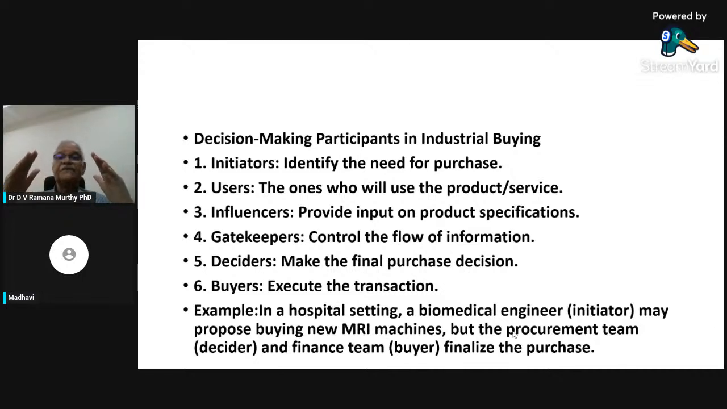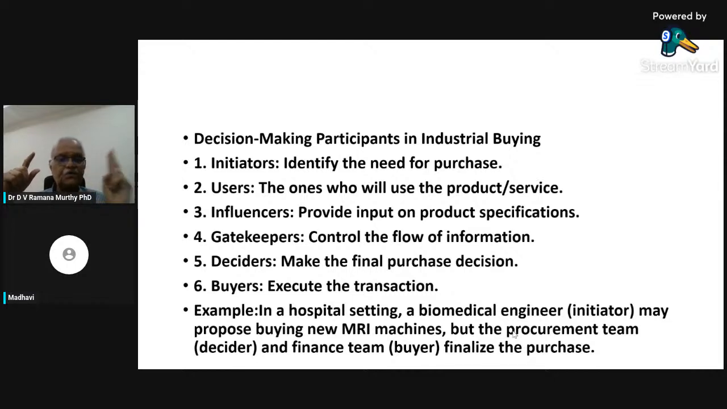Just the same here in industrial buying. And it happens very systematically. So the decision making participants in industrial buying, like a factory buying a raw material or some other supplies, first are the initiators. So they actually identify the need for purchase. They say that this product, this equipment, or this material needs to be bought because that's required for manufacturing a particular product we are manufacturing. So they initiate the process of purchase.